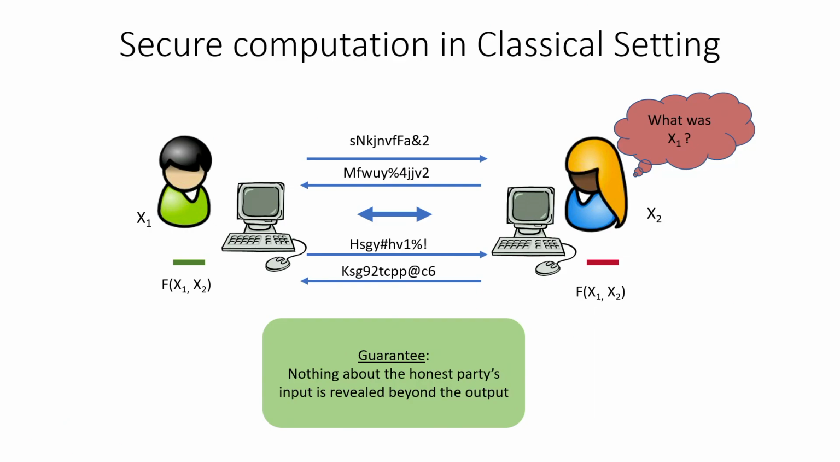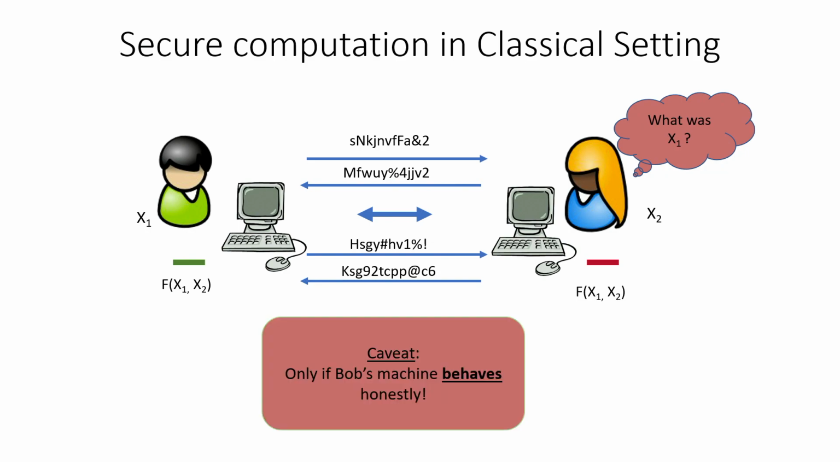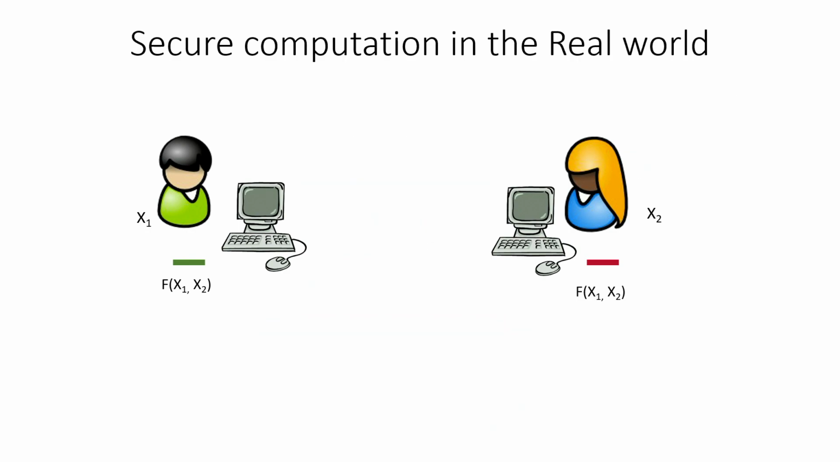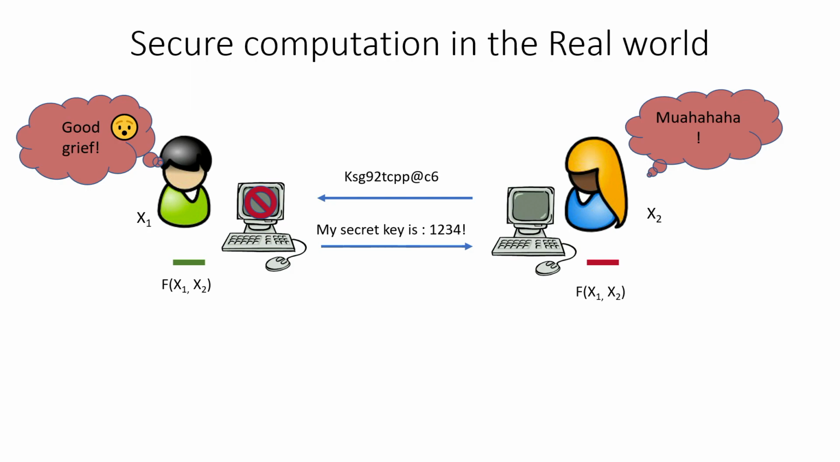However, note that this guarantee is under the assumption that the honest party's machine is implementing the protocol correctly. That is, Bob's computer implements the prescribed protocol. So we ask what happens to secure computation in the real world where an adversary can tamper with the implementation of an honest party. Here, if Bob's machine is tampered with, it could simply leak certain keys or in fact even the input of Bob to Alice, and now there is no security when Alice is malicious and Bob is honest but the machine is tampered.